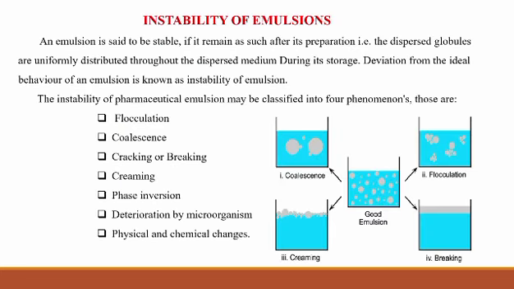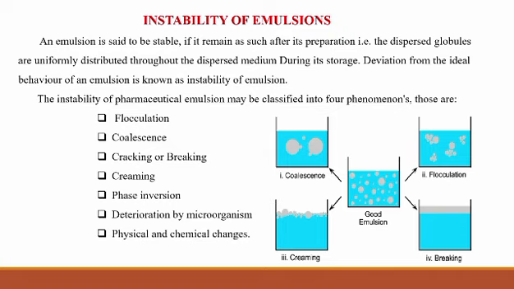In the last videos, we have learned about what is emulsion, what are the formulating agents used to prepare stable emulsions, and what are the methods used to prepare a stable emulsion. In this video, we are going to study about the instability of emulsions. That means there is some deviation from the stability of the emulsions. Instability means nothing but a deviation from the ideal behavior of an emulsion.